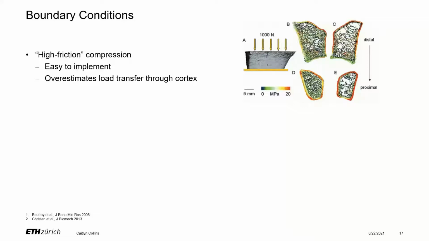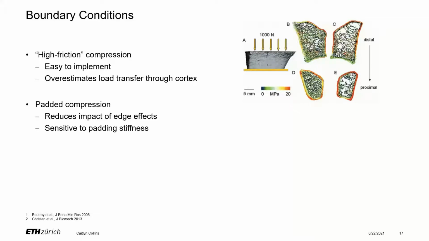I briefly described it before, but one of the downsides of this sort of fixation and uniaxial or axial compression approach is that it tends to overestimate load that's being transferred through the cortex. You can see in the image here that there are significantly higher strains in the cortical bone compared to trabecular, which may not reflect what we would expect to some extent at the articulating surface.